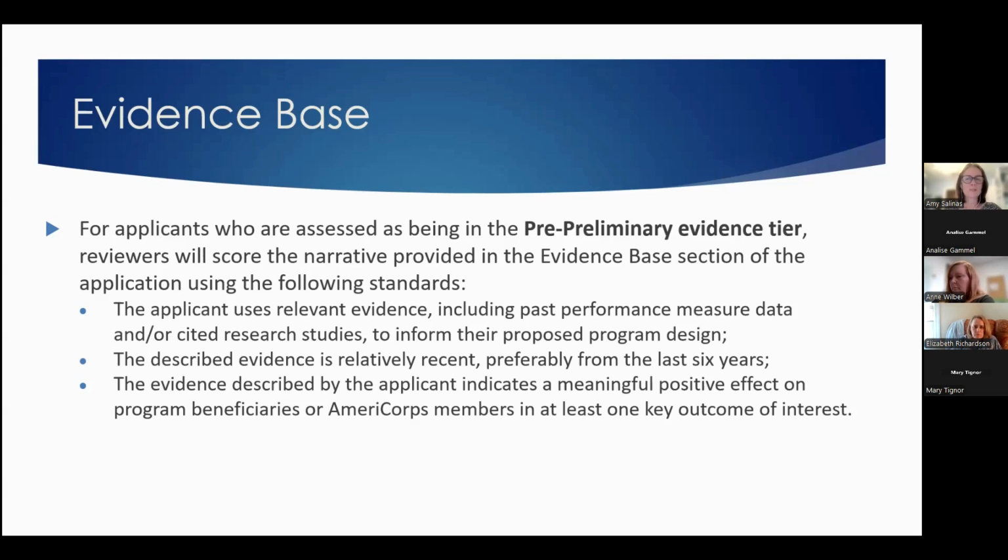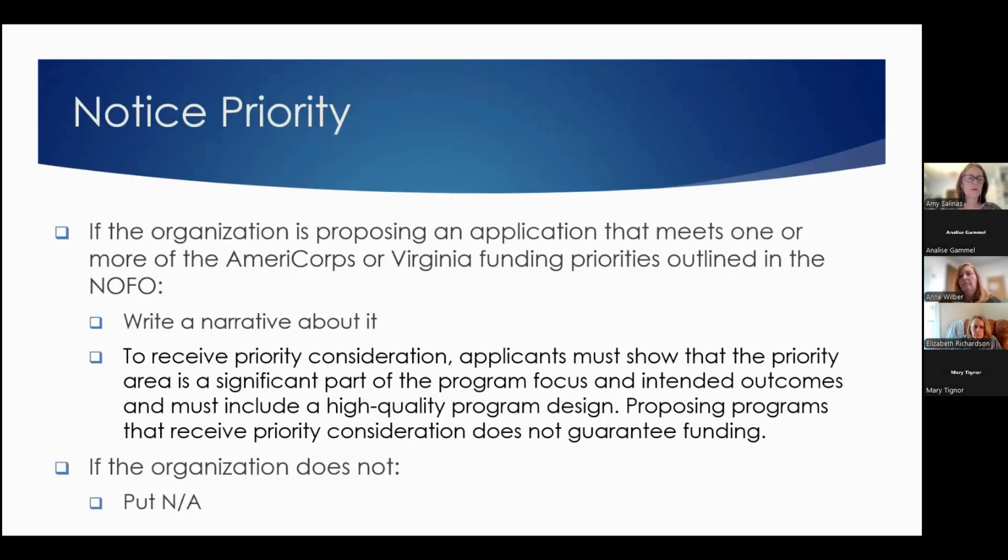So still we're in this program design section. There's two more sections to go. We talked about the community and logic model. We talked about the evidence section. The third section is the notice priority. This is a section that if you're proposing a program that meets one of the priority areas that are outlined in the request for applications document, whether it's AmeriCorps priority areas or Virginia priority areas, then you'll talk about it.